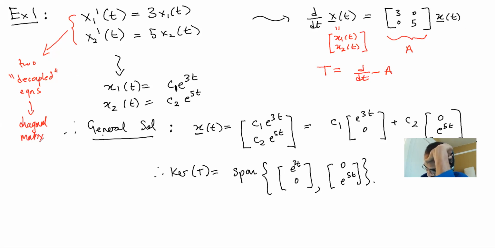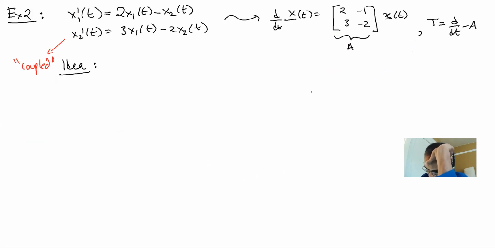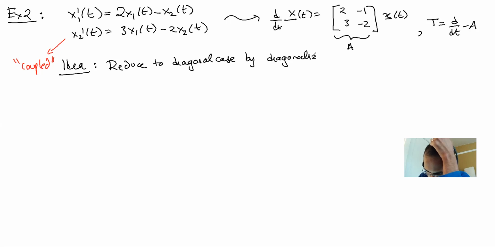So there's a natural thing given what we learned in the course, right? Which is, let's try to turn A into a diagonal matrix by diagonalization. So reduce to the diagonal case by diagonalizing A. So let's diagonalize A, right? Okay, so what's the characteristic polynomial?